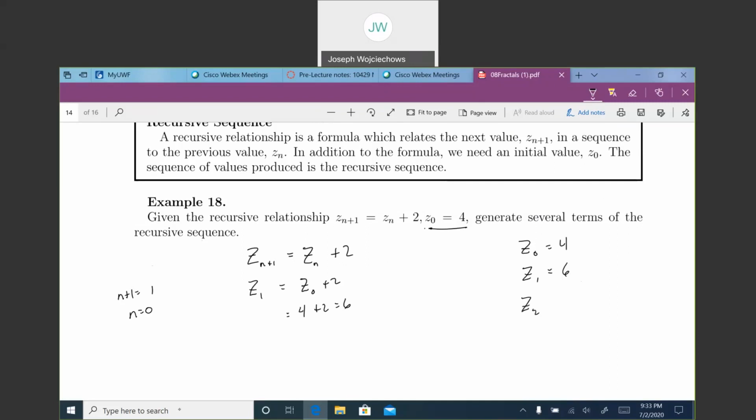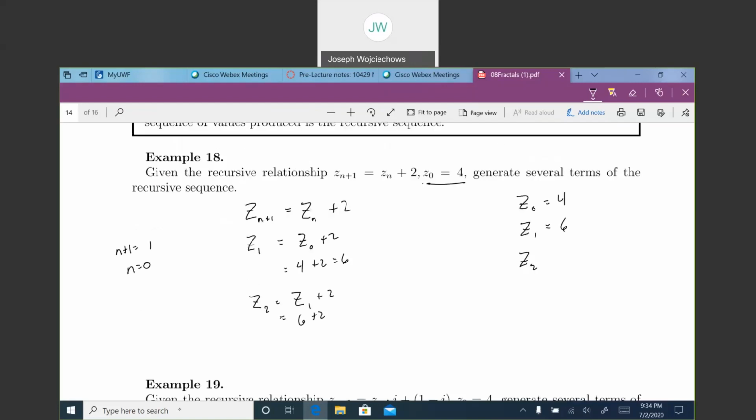Let's look at z sub 2. Z sub 2 would equal, 2 minus 1 is 1, so z sub 1 plus 2, which would equal 6 plus 2, or 8. Likewise, z sub 3 would equal z sub 2 plus 2, which is 8 plus 2, which is 10. And I think that's enough. So that's how that would work.